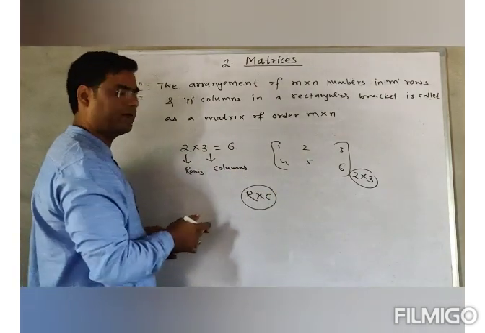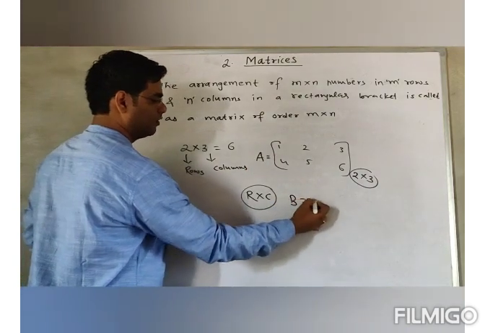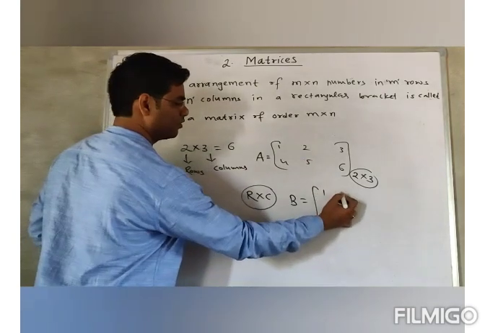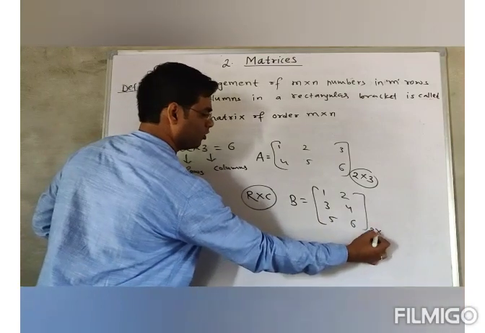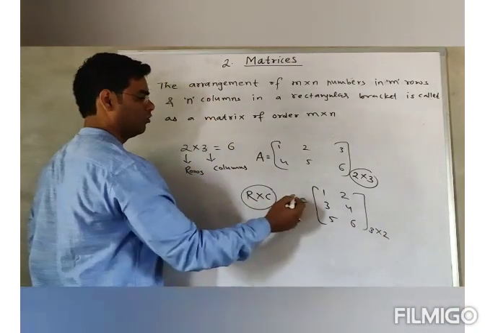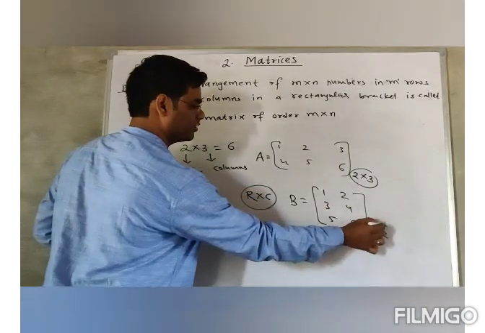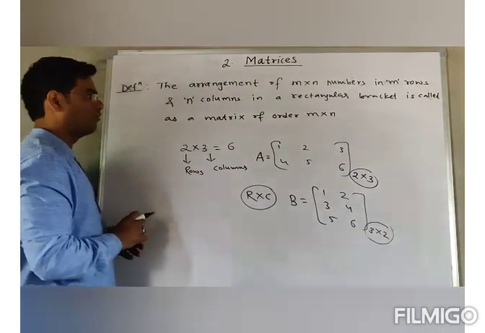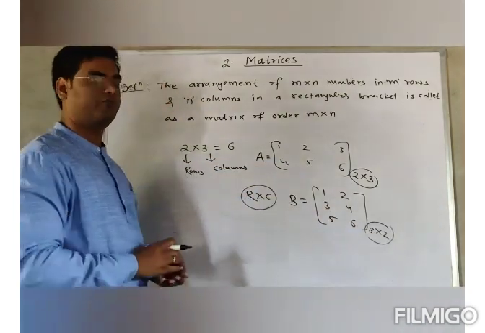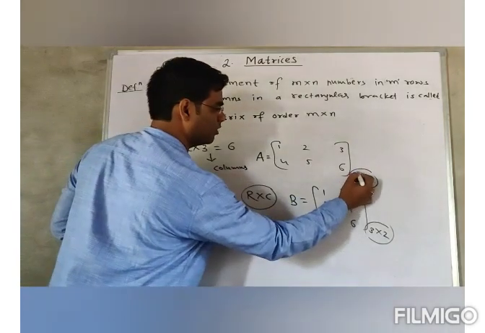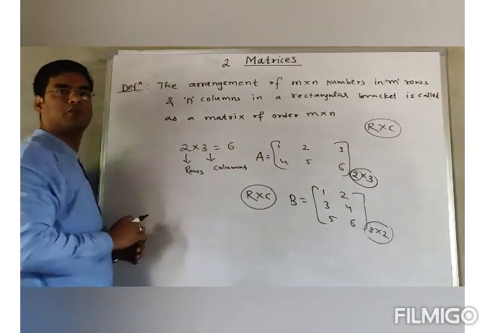Matrices are usually denoted by capital letters. For example, A is a matrix. Now let us take another example. Suppose the same elements 1, 2, 3, 4, 5, 6 are arranged in 3 rows and 2 columns, because 3 horizontal lines are there and 2 vertical lines. So the order of this matrix is 3 by 2. So 2 by 3 and 3 by 2 are known as the order of a matrix. In the order of a matrix, the first number always denotes the number of rows and the second number denotes the number of columns.